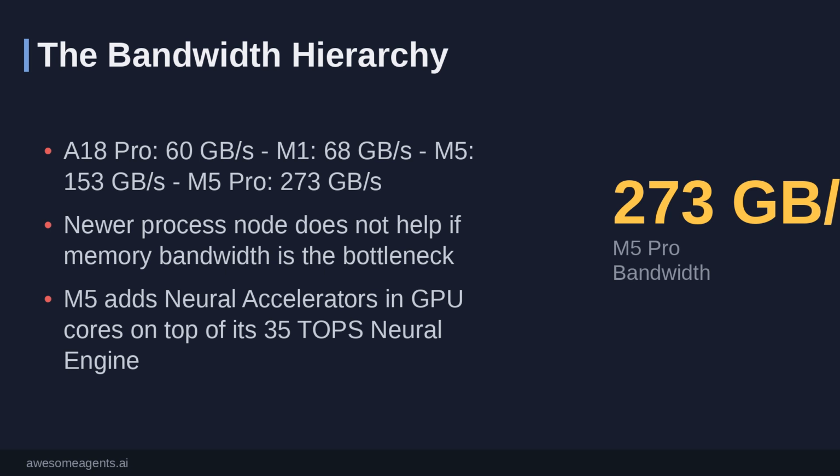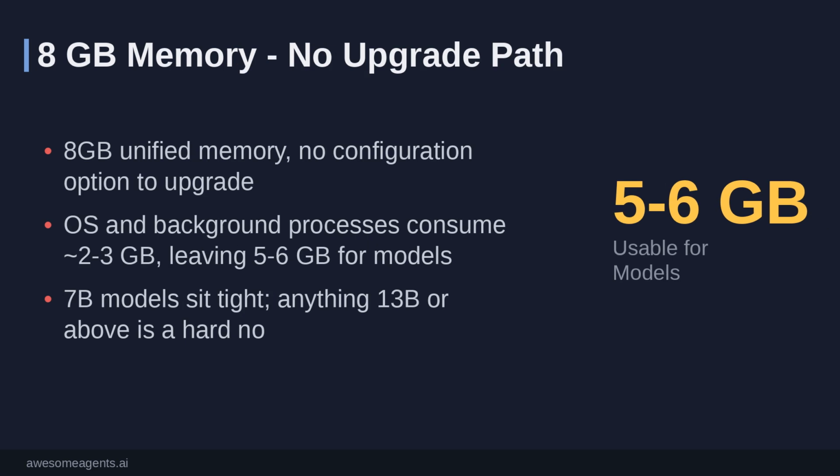Wait, so the older chip is faster for local models? For LLM inference specifically, yes. A newer process node doesn't help you if the bottleneck is bandwidth. And the M5 is at 153 gigabytes per second. The M5 Pro hits 273. Okay, so bandwidth is everything here.